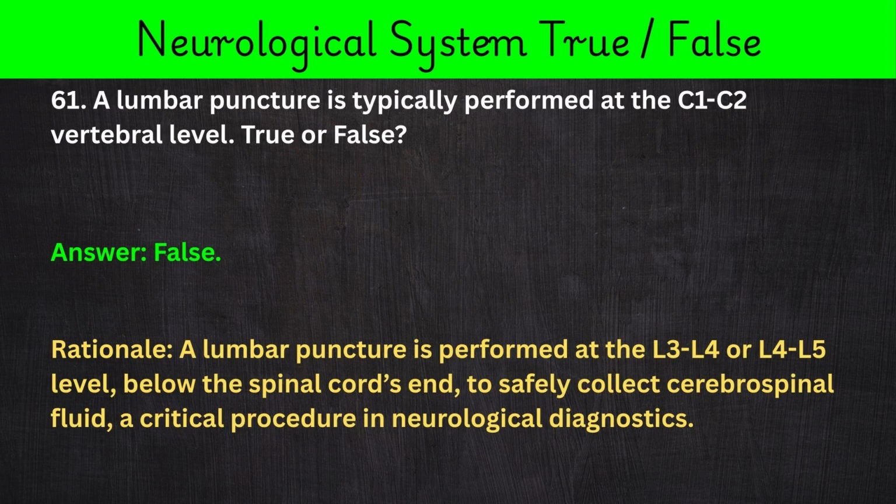61. A lumbar puncture is typically performed at the C1, C2 vertebral level. True or false? Answer: false. Rationale: a lumbar puncture is performed at the L3, L4 or L4, L5 level, below the spinal cord's end, to safely collect cerebrospinal fluid, a critical procedure in neurological diagnostics.